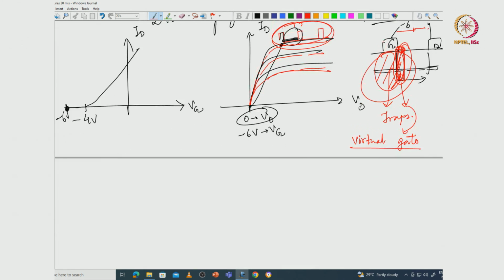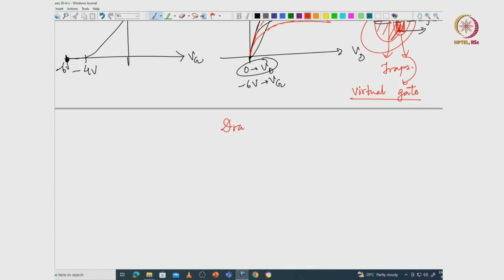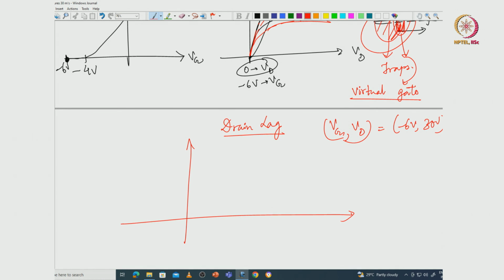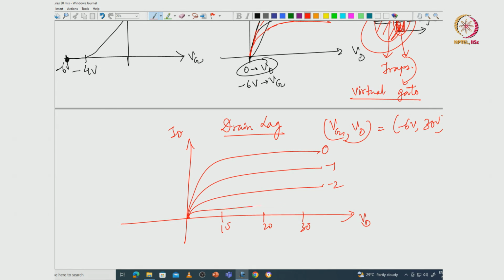Now if I come to drain lag, so that was gate lag. Drain lag is the same measurement except that the drain is also pulsed now. So I am going to pulse the gate and the drain at say -6 volt and say 30 volt. What it means is that I am going to apply a large bias on the drain to stress the device. If this is your ID-VD, this is your 10 volt, 20 volt, 30 volt on the drain, and this is your current, and this is gate voltage of 0, gate voltage of -1, -2, -3, and then gate voltage of -4 is the pinch off. So -5, -6 also will be here because it is below pinch off.